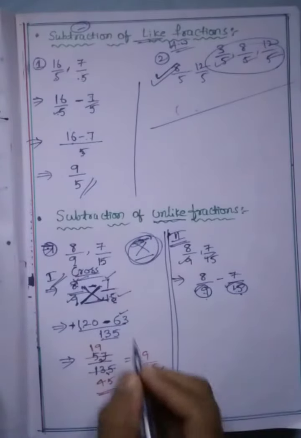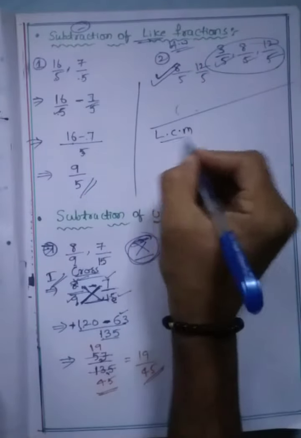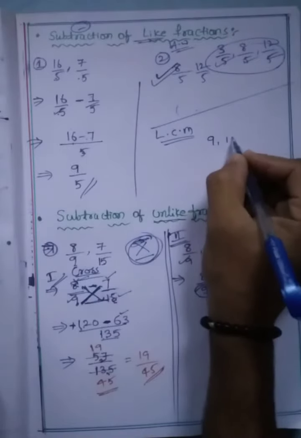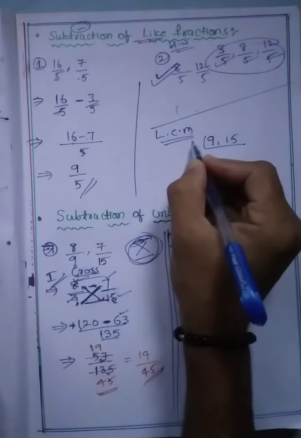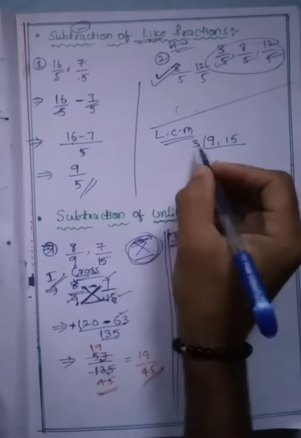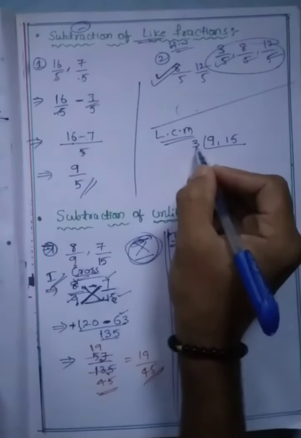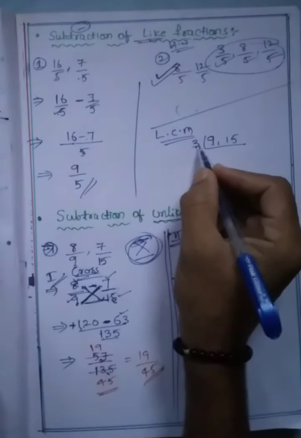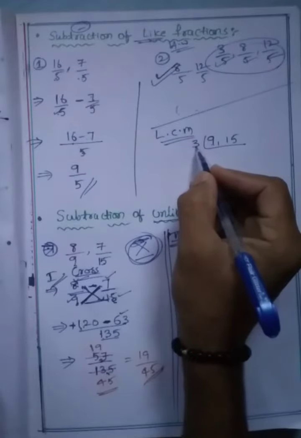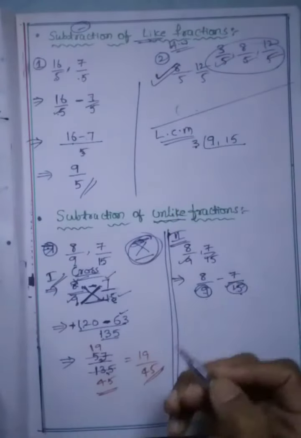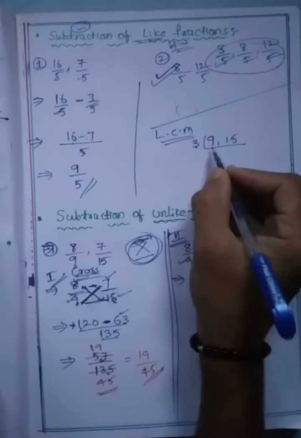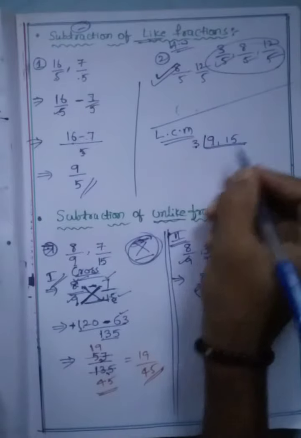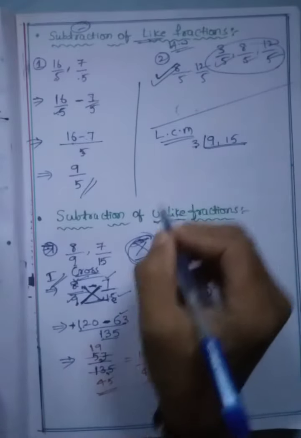Take the LCM of 9, 15. Just observe. Write 9, 15. Both numbers come in the 3 table. Write there 3. When you are going to take the LCM of any 2 numbers, you should write only prime numbers, using prime factorization. Means we need to check only prime numbers. One is the prime factorization method, another is the division method. Now we are going to solve this problem by using the division method.